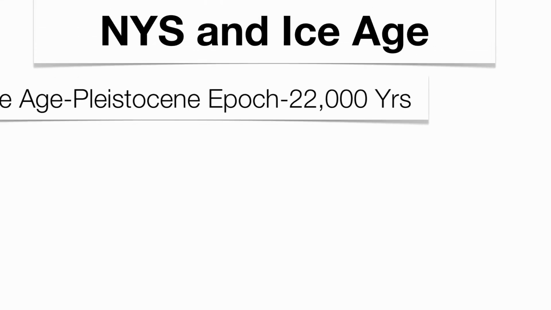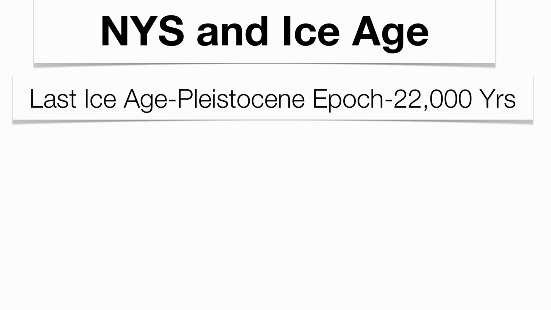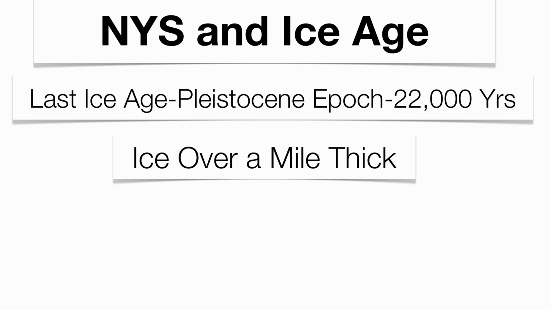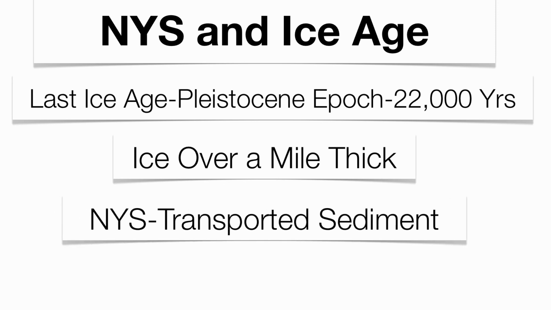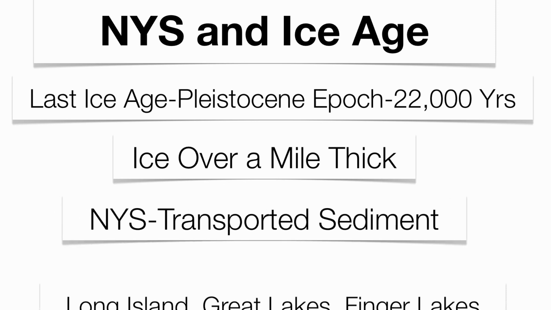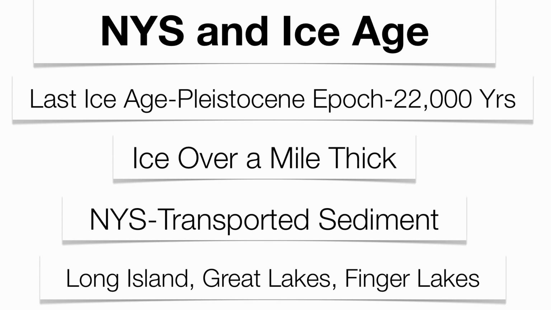Now, that last ice age was very important to us, very simply because it happened about 22,000 years ago during the Pleistocene epoch. And we believe, because of the shape of the landscape right now, that the ice might have been upwards of about a mile thick. It brought in a tremendous amount of transported sediment from northern Canada, and it did create a couple features on New York State, which includes Long Island, the Finger Lakes, and the Great Lakes.